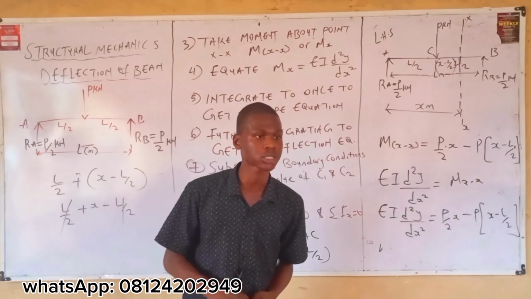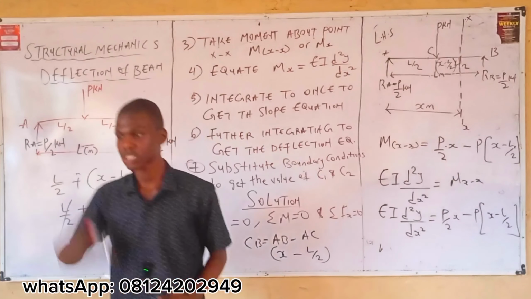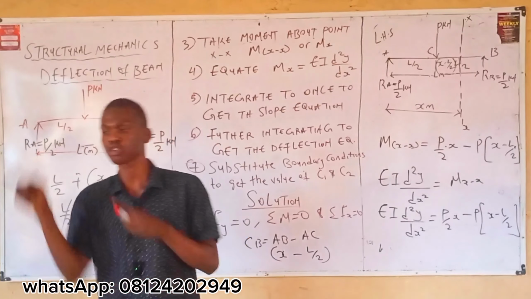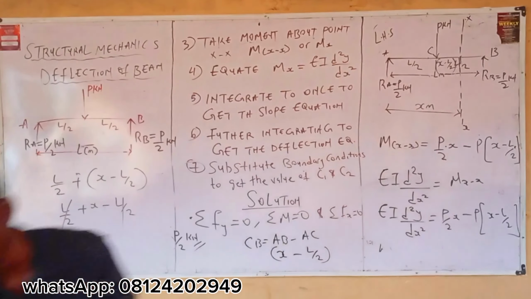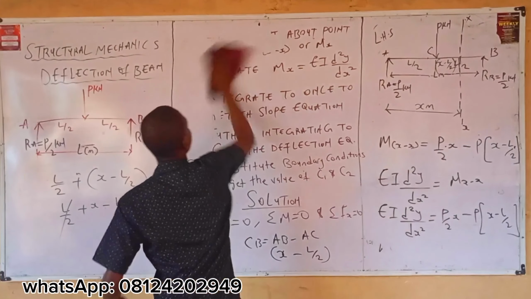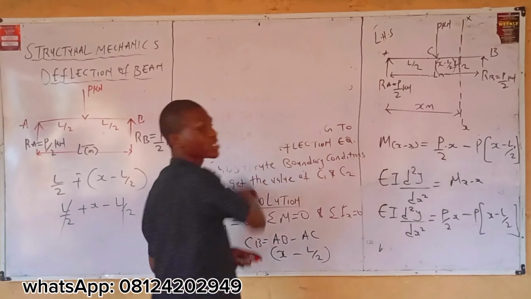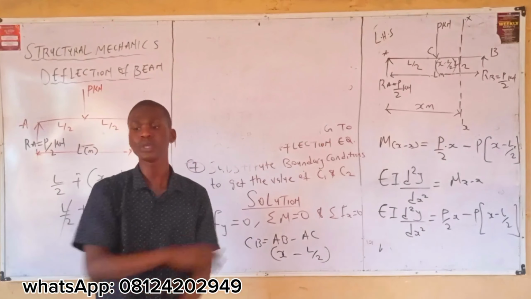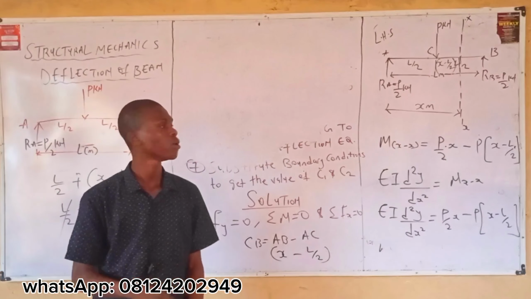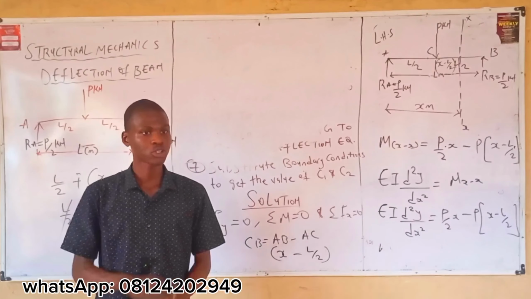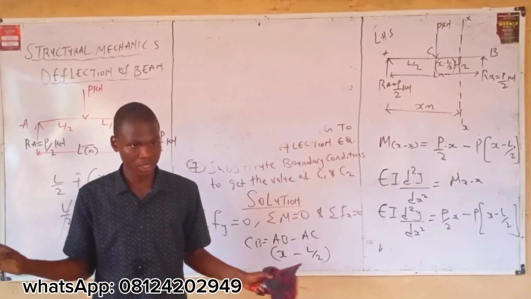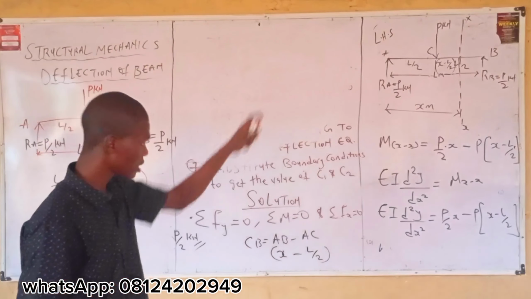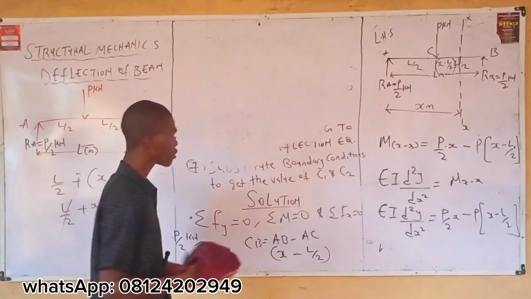Step 5 is what? Integrate once to get the slope equation. Step 6 is what? Further integrating, meaning integrate your slope to get deflection. Now let's integrate. So you can see that these are how it works. Let me just tell you the trick about this: for any question, any beam, as far as it is simply supported or cantilever, this is the step. It's still the same idea. Don't worry, subsequently we will solve more questions.